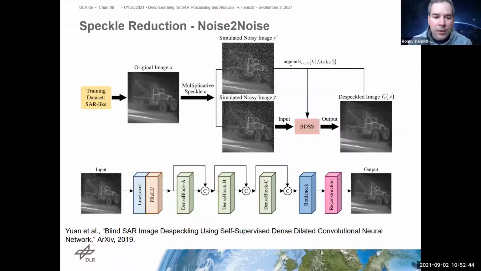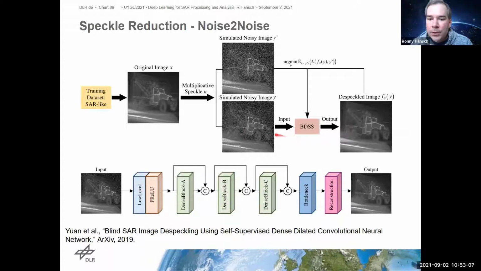So one version that was using this for SAR worked like this. They are still using optical images, right? So you have a speckle-free version of an image, of course. Then they had a noise model, a speckle model. They produced two noisy images, right? And then they used this noise-to-noise framework, right?